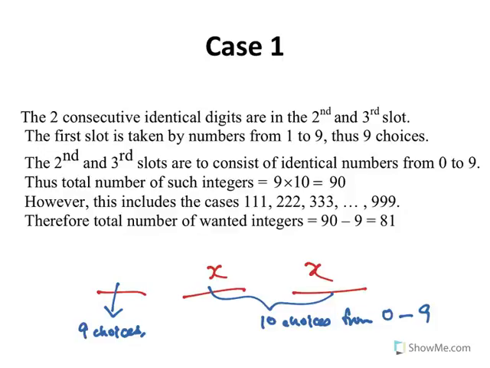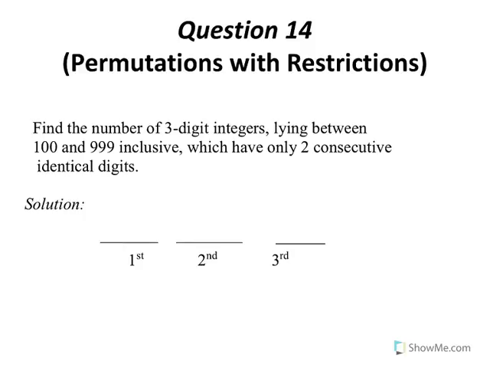Okay, but is it really 9 times 10? If we were to do this, what are we counting also? We are counting the cases where we have, for example, 0, 0, 0, where we have 3 digits to be the same. Do we want this? We don't want, right? Because the question tells you we only want 2 consecutive identical digits.